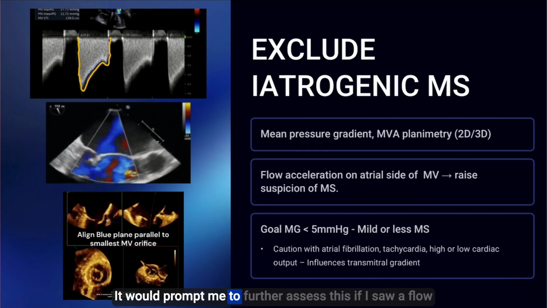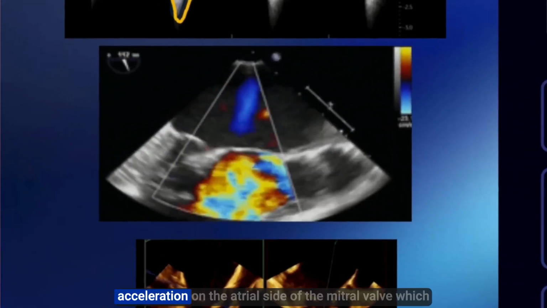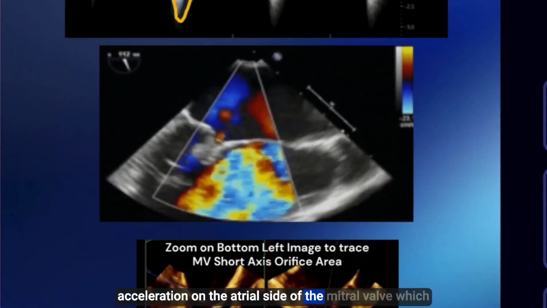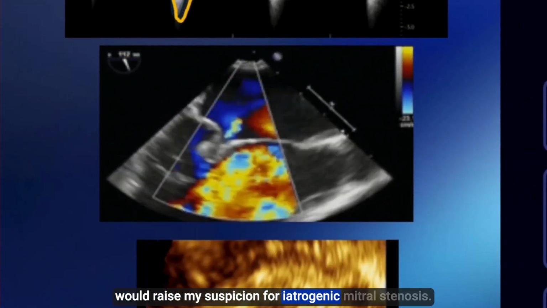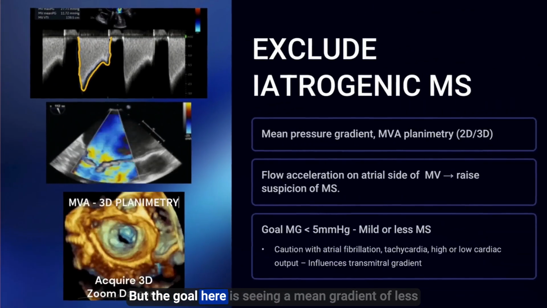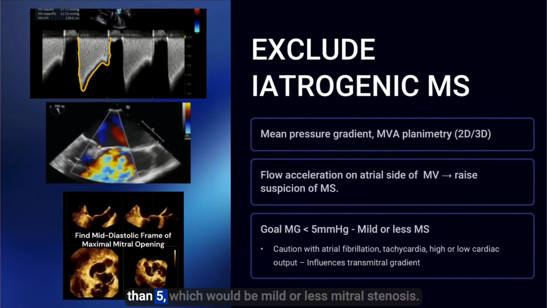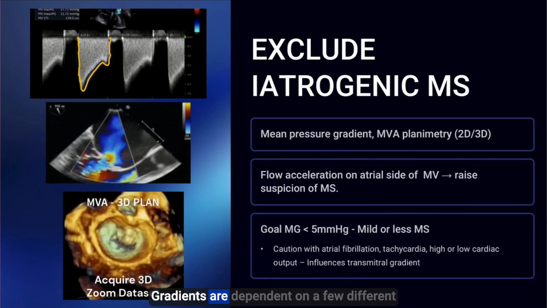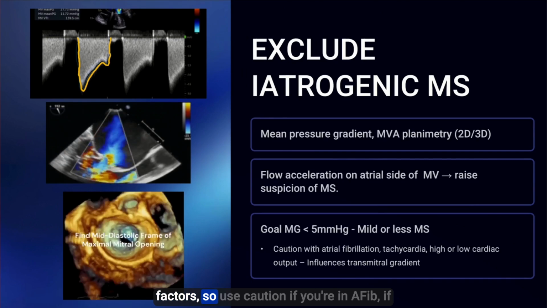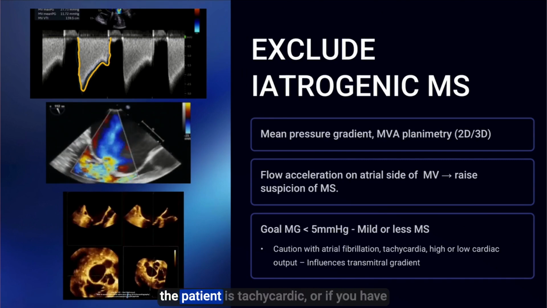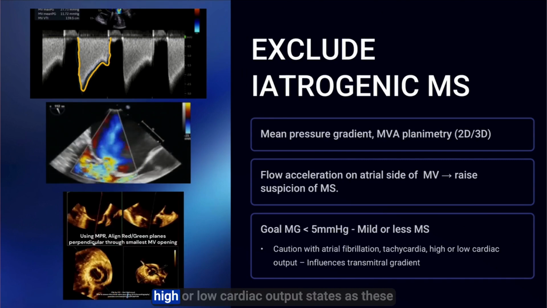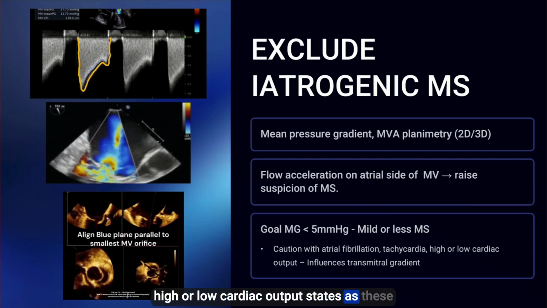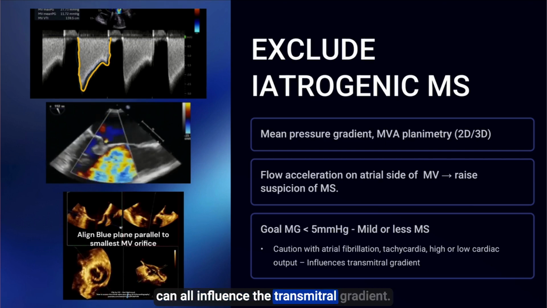It would prompt me to further assess this if I saw a flow acceleration on the atrial side of the mitral valve, which would raise my suspicion for iatrogenic mitral stenosis. But the goal here is seeing a mean gradient of less than 5, which would be mild or less mitral stenosis. Gradients are dependent on a few different factors, so use caution if you're in AFib, if the patient is tachycardic, or if you have high or low cardiac output states, as these can all influence the transmitral gradient.